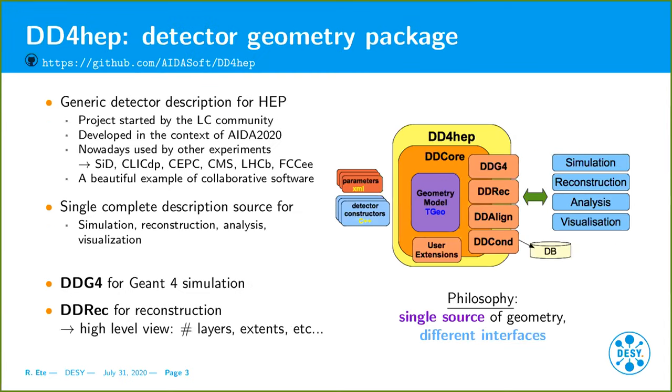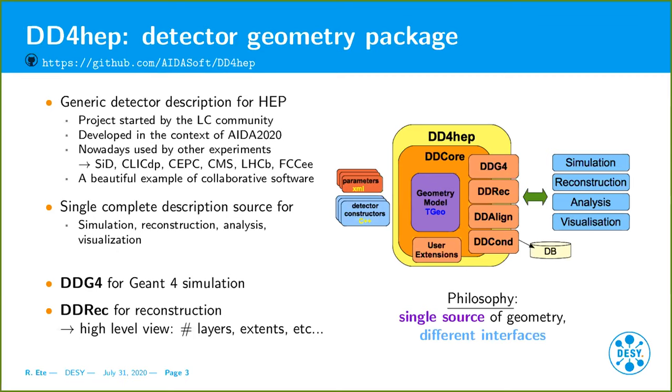Starting with DD4hep, that's the detector geometry package. You can follow the link there. It's a generic detector description for HEP. It's a project that was started in the context of AIDA 2020 and mainly steered by the linear collider community at the beginning. Then different experiments started to use it. Now it's developed mainly by LHCb people, if I'm correct, and still a bit in the context of AIDA, and will continue in the next AIDA project. It's used by plenty of experiments, and more experiments are using it, developing on top of it and collaborating with us.